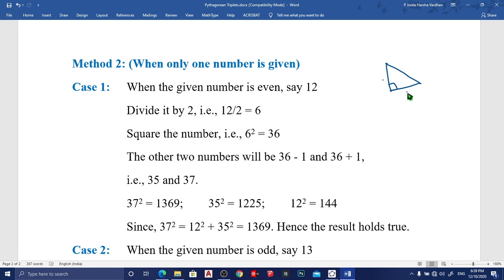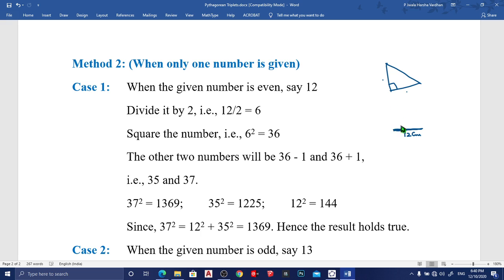For example, problems of this method will ask you to form a right angle triangle by using some base value. For example, if a triangle has a base of 12 centimeters, construct a right angle triangle by using this base of 12 centimeters. How can you find the remaining two sides? You have to use these techniques. Just one of the sides will be given. You have to construct a right angle triangle by using this. The remaining two numbers you have to find out which belong to the Pythagorean triplet.